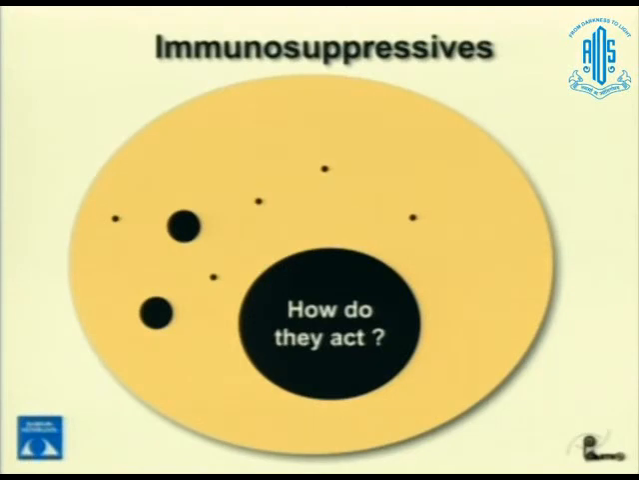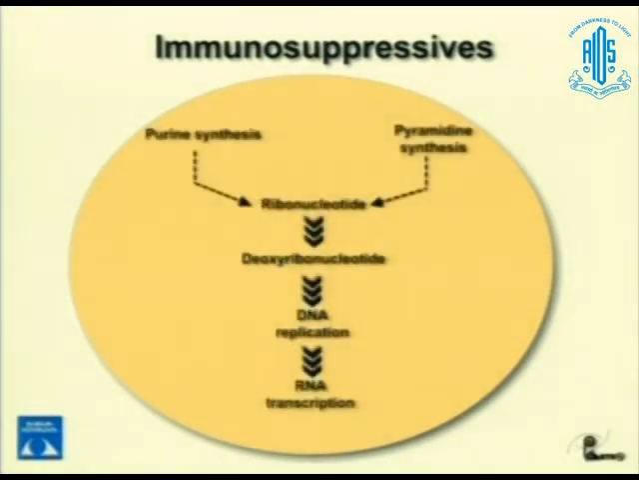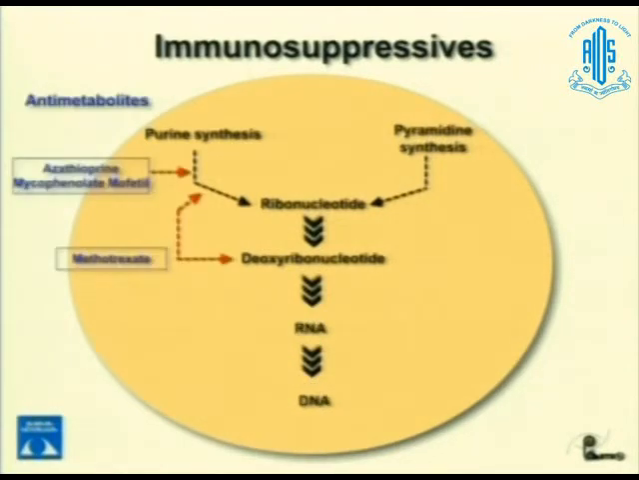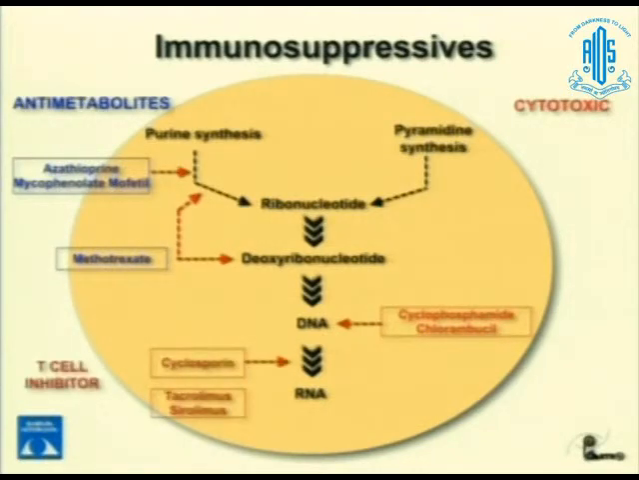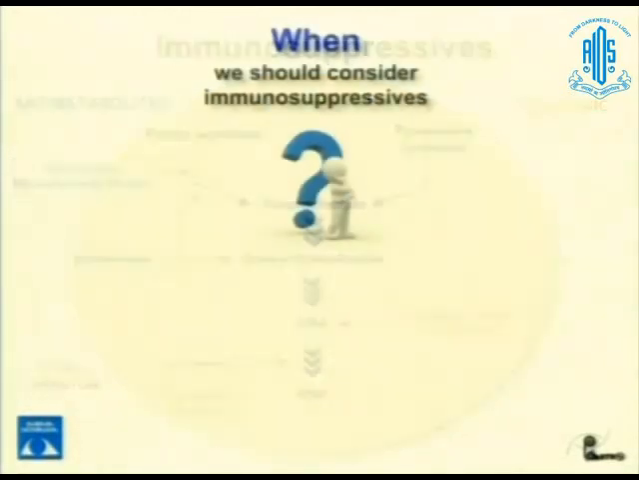Now we have a lot of immunosuppressives. I'll not go into the detail. If you see this cell metabolism, these are classified as antimetabolites. Also cytotoxic, where they act as a de-alkylation of the DNA, known as cytotoxic drugs. Then we have the T cell inhibitors like cyclosporine, tacrolimus, and sirolimus.